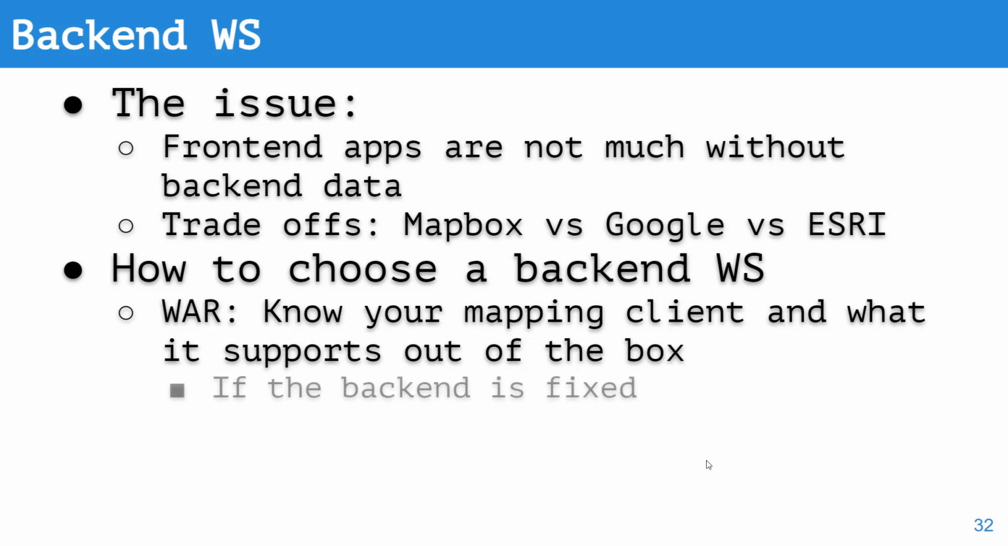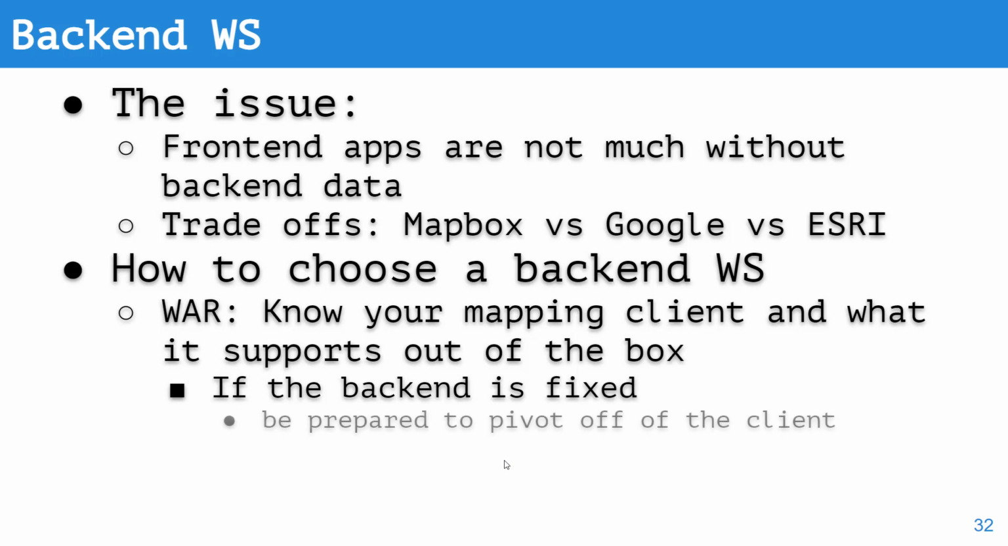However, what if the backend is fixed? Say it's 26910, and we can't get lat long. Then you might have to be prepared to pivot off your client. Maybe your particular client, the way it's set up, can't handle this particular data, and you might say, well, I love Leaflet, there's nothing wrong with that, but for this particular one, because of the way the data is set up, maybe we have to switch to OpenLayers.